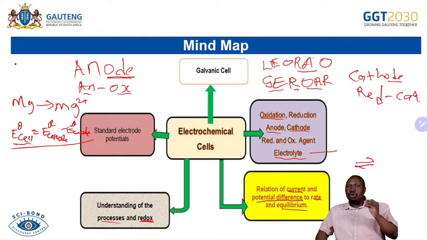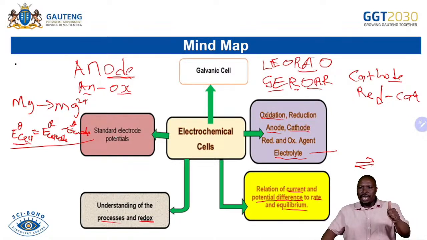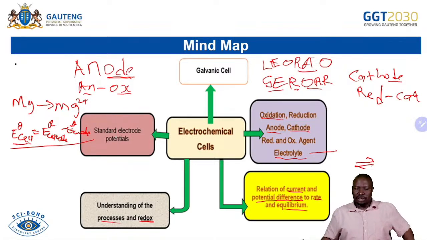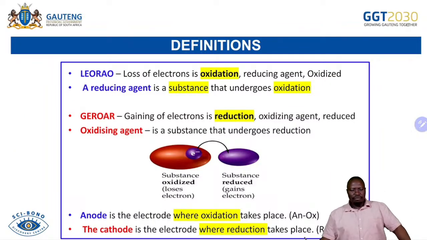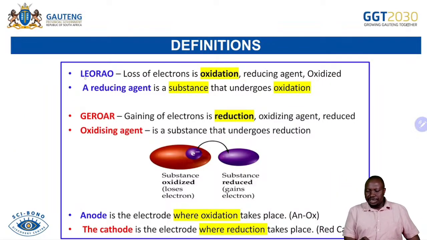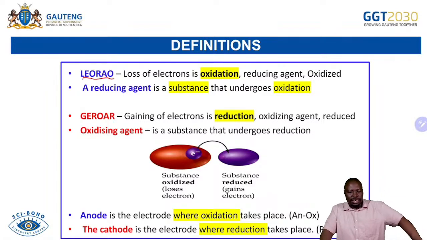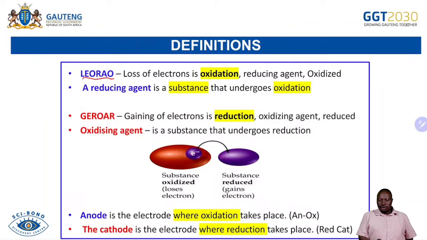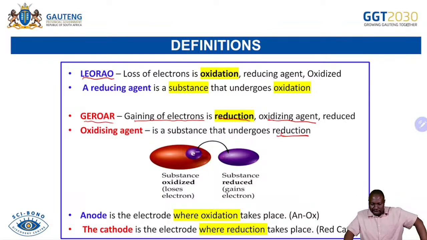So we'll be using the table of standard reduction potential. Remember, we have table 4A and table 4B. We'll go through them so that we remind you what these tables mean and how you must use them to answer questions. Now, we have done the definitions already, so I won't spend much time here. We define loss of electrons as oxidation. We said that the reducing agent is the substance that undergoes oxidation, and that substance is oxidized. Those are the definitions that you will always remember. We talked about gaining of electrons. We said it is reduction. We said the oxidizing agent is the substance that undergoes reduction. A substance that undergoes reduction, we said that is our oxidizing agent.